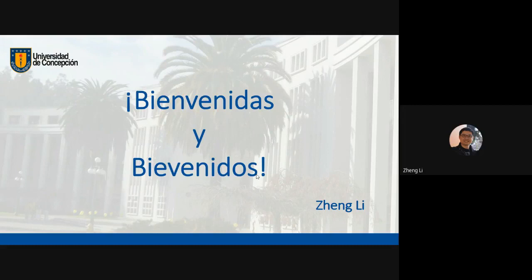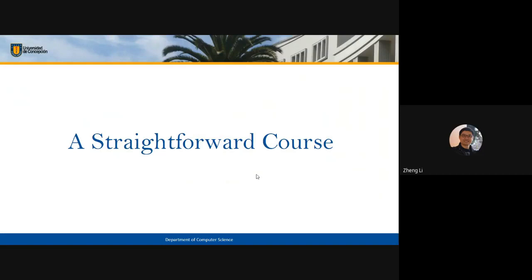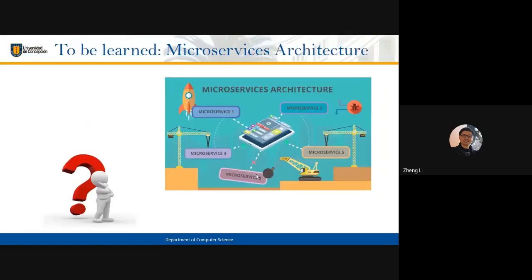In this semester, we're going to study microservices architecture together. This course is a very straightforward course. All right, we will only learn two things. Let's say we will mainly learn two things. The first thing will be microservices, and the second one will be microservice architecture. You see, that's all. Very straightforward.